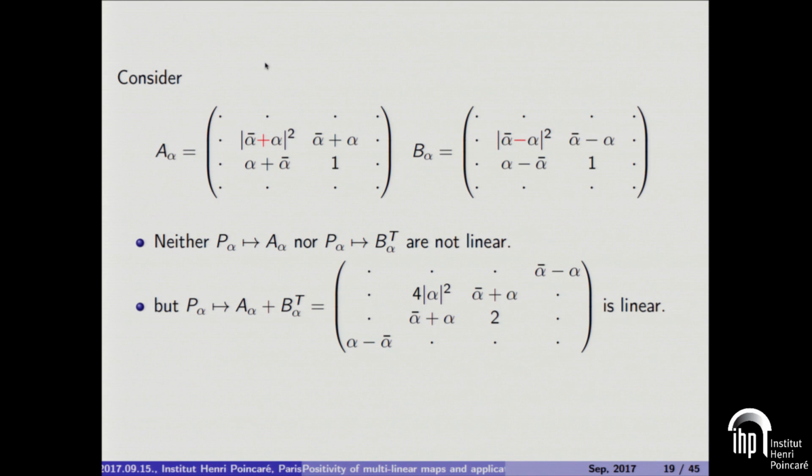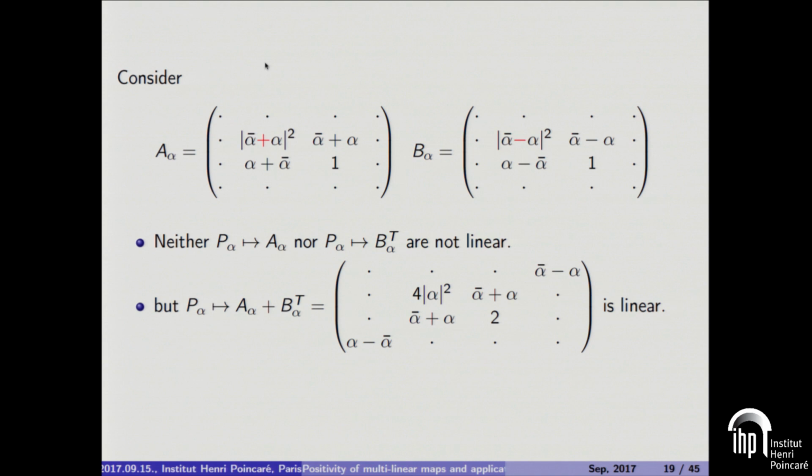If we think about these things and expand this part, then terms like alpha times conjugate alpha appear. So this correspondence is not linear. But if we put plus here and minus here, then when we sum them, this is cancelled, so we have a linear correspondence. So this is the answer: a positive linear map which is not decomposable.